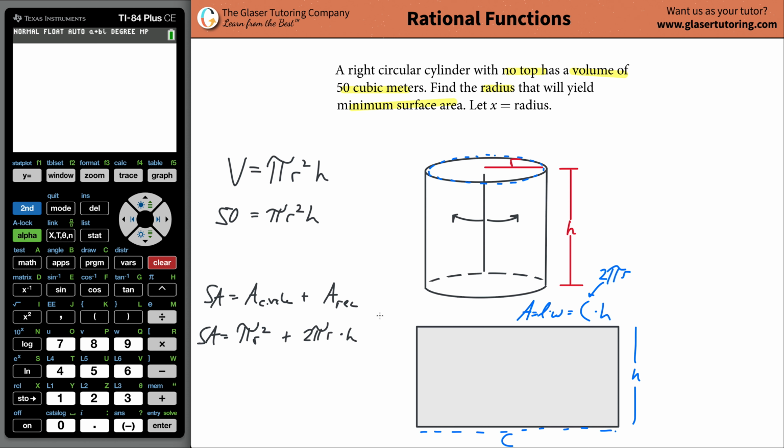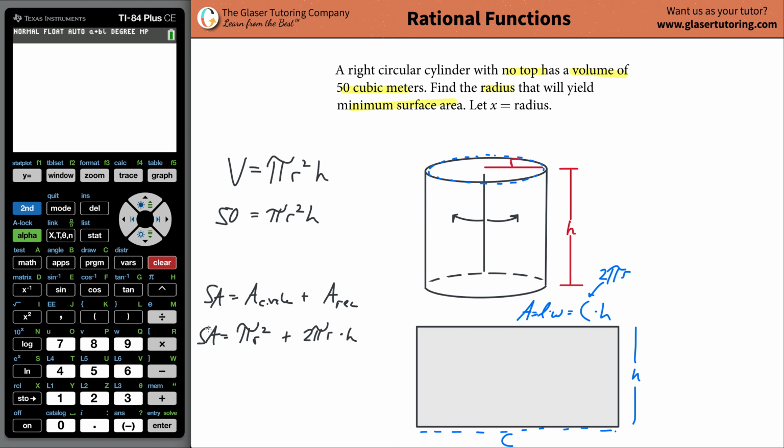Okay, now from there, I think there was something else I was going to say, but I can't remember. There is no top to the cup, and that's why I'm not including another area in this. But if it had a solid top, the only thing I would do is put a 2 in front.